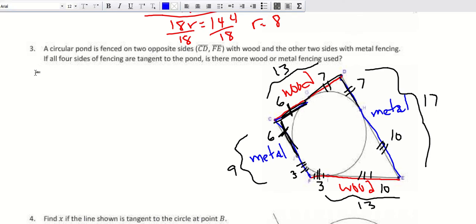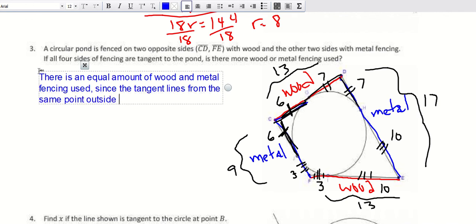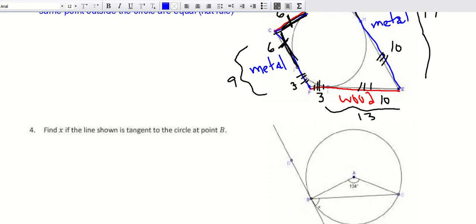So is there more wood or more metal fencing used? Neither, right? There is an equal amount of wood and metal fencing used, since the tangent lines from the same point outside the circle are equal. And I'll put hat rule. Not an official geometric term, guys, but it's our way to recognize this is going to be equal.